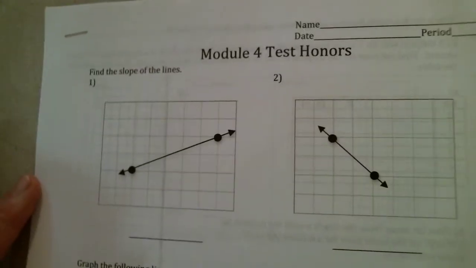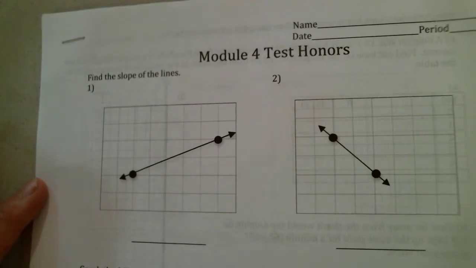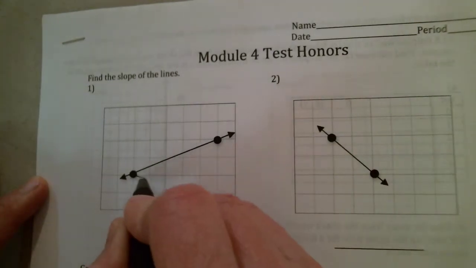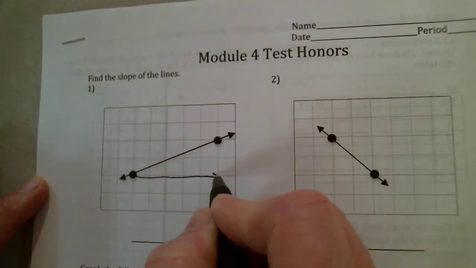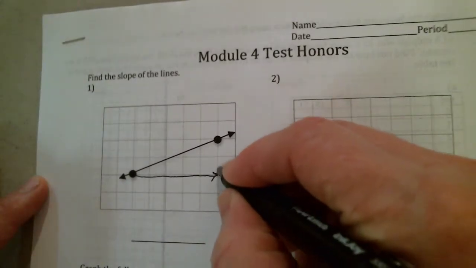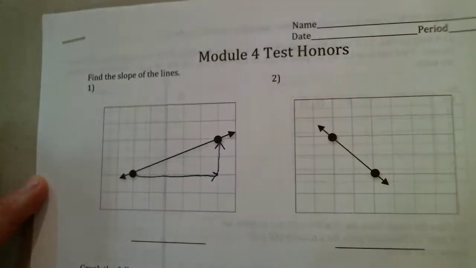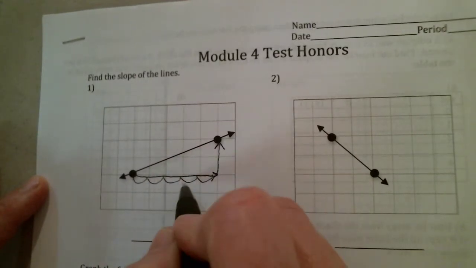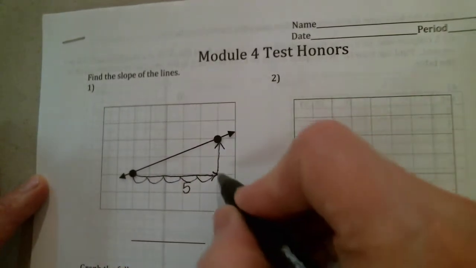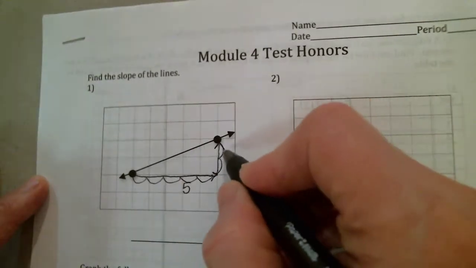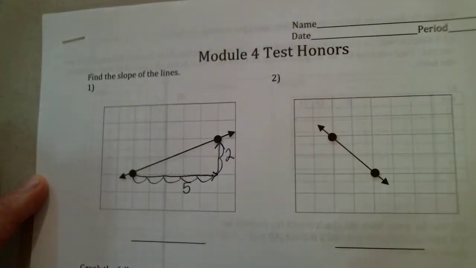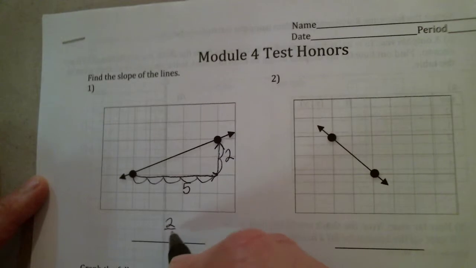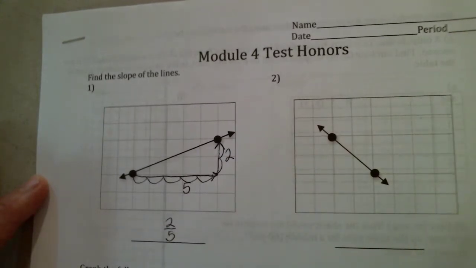Problem 1 is finding the slope of the line. I'm going to draw a horizontal arrow and a vertical arrow from one point to the other. This is positive 5 because it's 5 to the right. This is positive 2 because it's 2 up. So the slope is rise over run, which is 2 over 5.